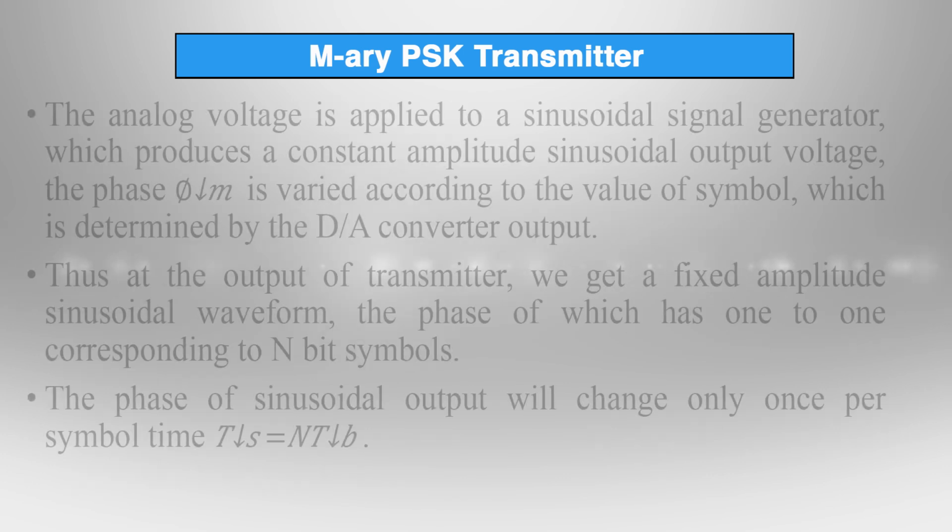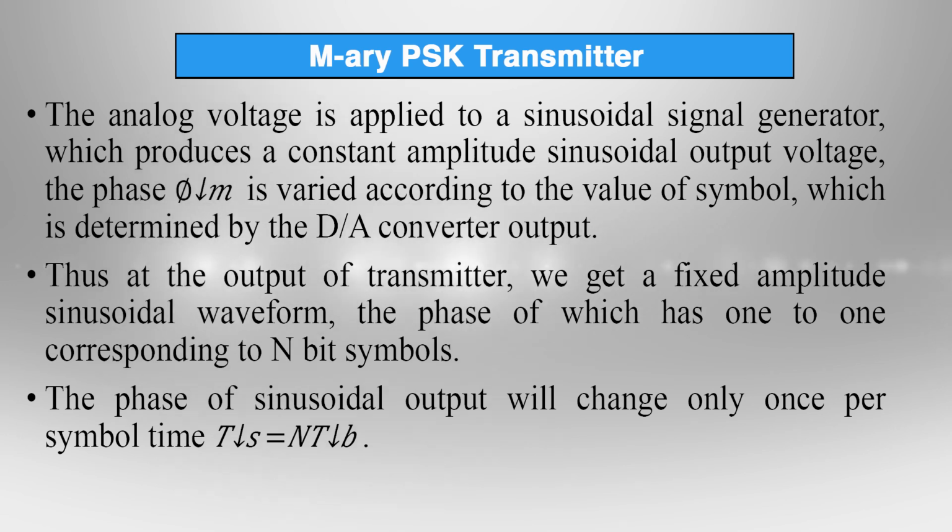The analog voltage is applied to a sinusoidal signal generator which produces a constant amplitude sinusoidal output voltage. The phase φm is varied according to the value of the symbol, which is determined by the D to A converter output. Thus, at the output of the transmitter, we get a fixed amplitude sinusoidal waveform, the phase of which corresponds to one of the n-bit symbols.